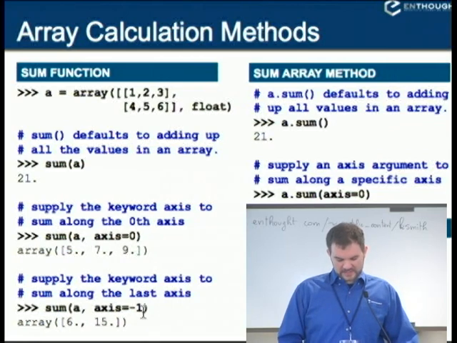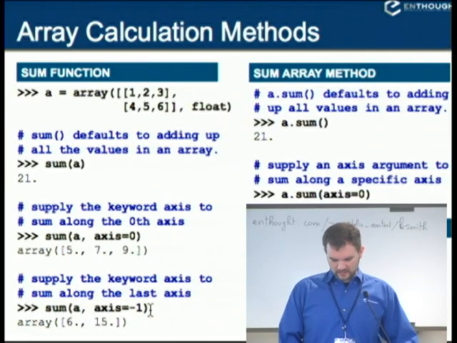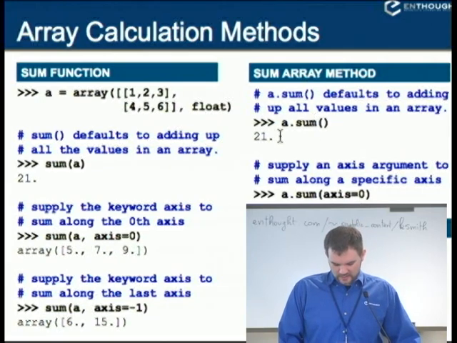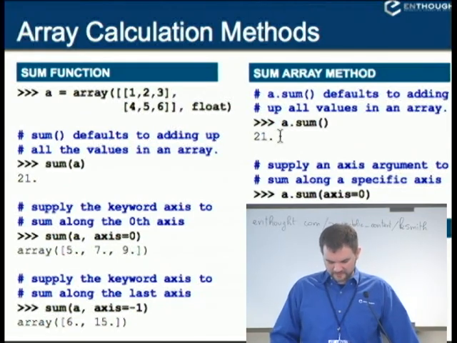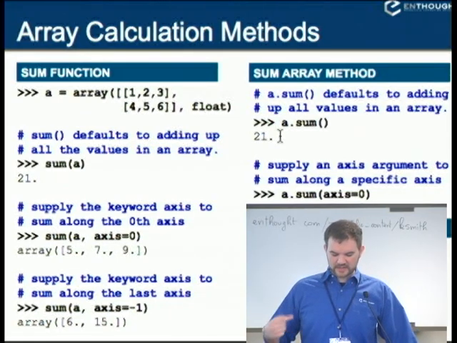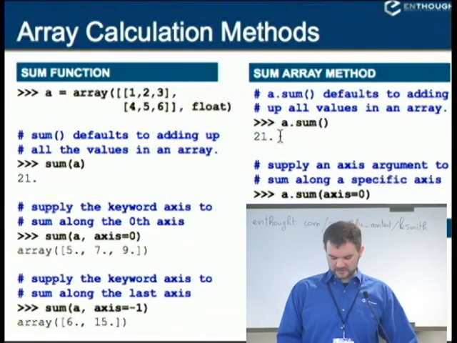If you say axis equals -1, you're going to be summing over the last axis. Okay? If you just say a.sum without any axis specification, this is the method version of the sum operation. You're just going to get everything summed together, collapsed down to a single value. This shows that these fundamental operations can be done without for loops. Okay?